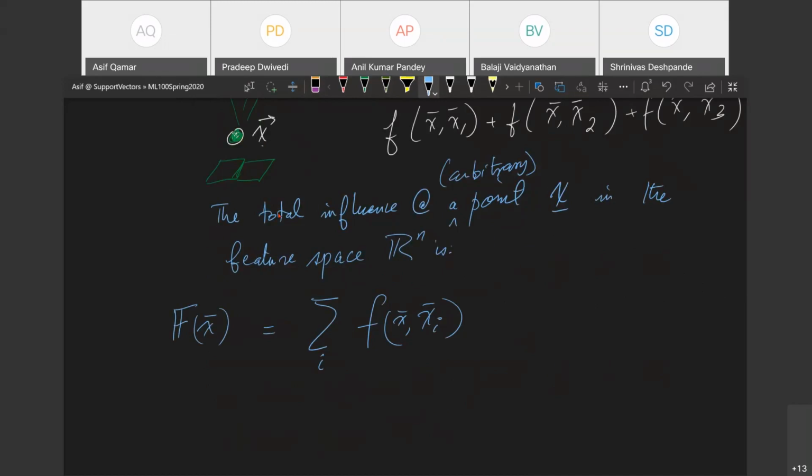Would you agree, guys? Actually, let me use a symbol that I tend to use. I'll just use a phi for the total influence at this point, just to distinguish it from the f. f is the influence from each of the points. Would you agree, guys? So far, so good.